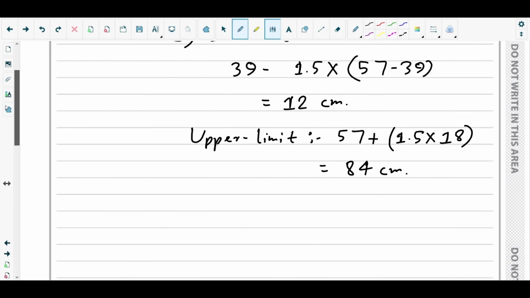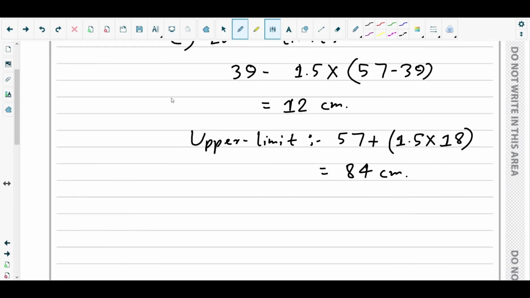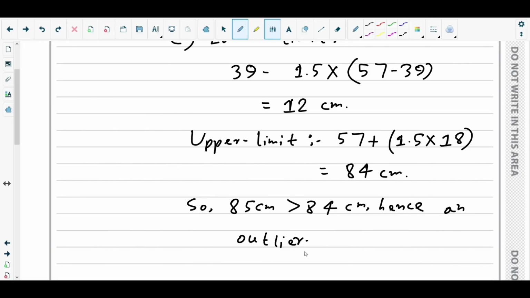So there is no data less than 12, right? But there is a data value of 85 centimeters, which is greater than 84 centimeters. Hence, this is an outlier. Done.